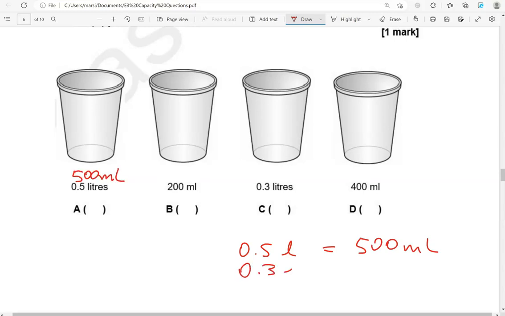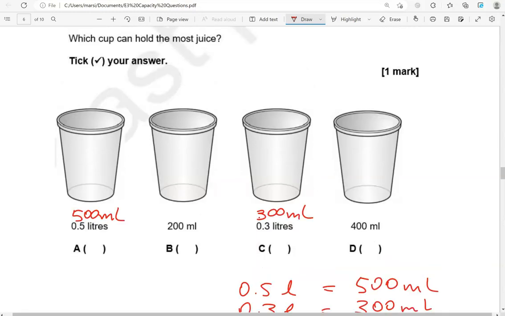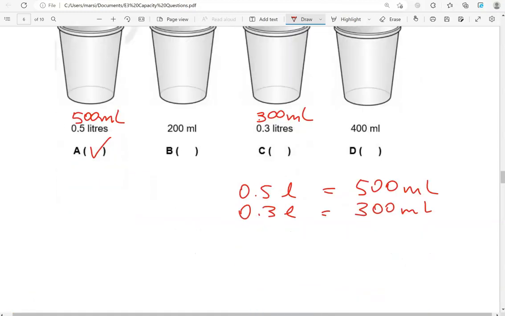0.3 litres is equal to 300 millilitres. So we're comparing 500, 200, 300 and 400. The highest of them all is 500, so that's why we're going to take A.